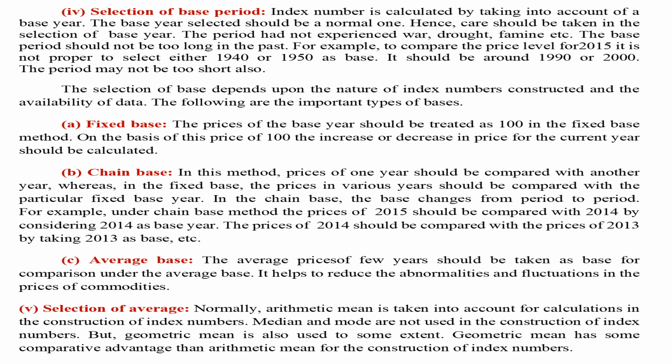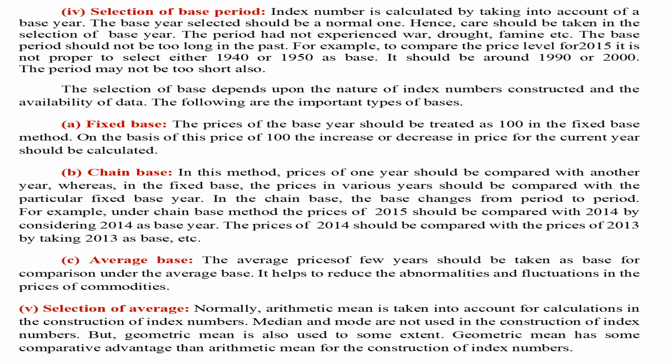In the chain base, the base changes from period to period. For example, under chain base method, the prices of 2015 should be compared with 2014 by considering 2014 as base year. The prices of 2014 should be compared with the prices of 2013 by taking 2013 as base, etc. Average base. The average prices of few years should be taken as base for comparison under the average base. It helps to reduce the abnormalities and fluctuations in the prices of commodities.